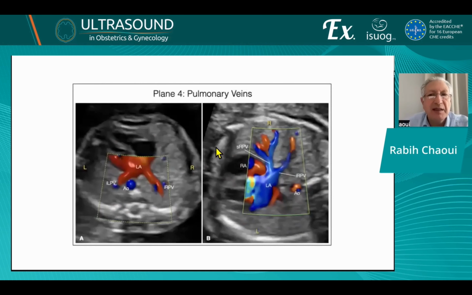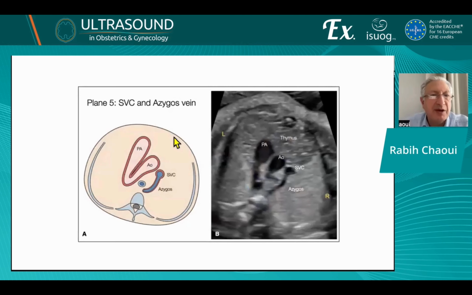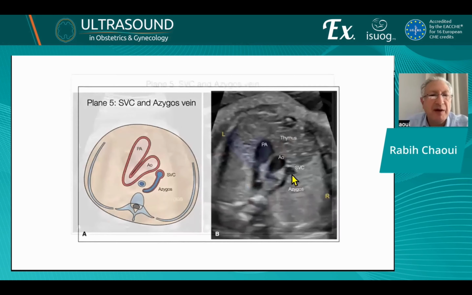The pulmonary veins are better seen by using color Doppler, either from apical or even better from a lateral view, where you see either the two inferior or the two right-sided veins or two left-sided veins entering the fetal left atrium. In the next plane, in the three-vessel trachea view, by magnifying the image and adding more contrast, you'll see the azygous vein entering the superior vena cava.